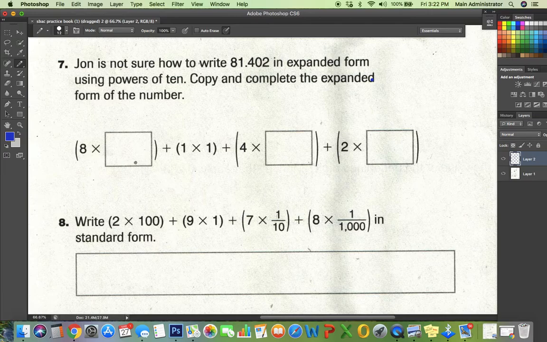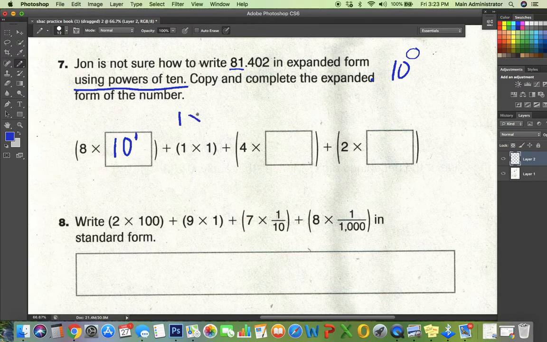I am writing these in expanded form. So John is not sure how to write 81 and 402 thousandths in expanded form using powers of 10. Copy and complete the expanded form of the number. Okay, so a power of 10 looks like a 10 with a little number up at the top. This 8 is in the tens place. So if I were to make this 8 worth 80, because that's how much it is worth in the tens place, I would have to multiply it by 10, all right? If I was looking at this 1, I'd just have to multiply it by 1 because it's worth 1.